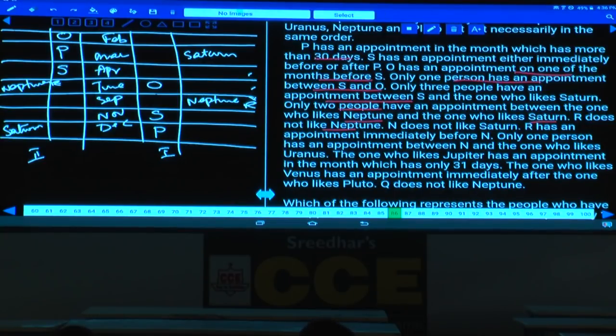Clear now? R is not Neptune. N does not like Saturn. And next one: R has an appointment immediately before N.